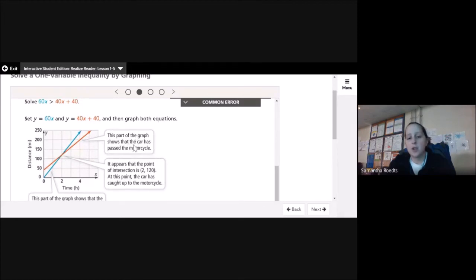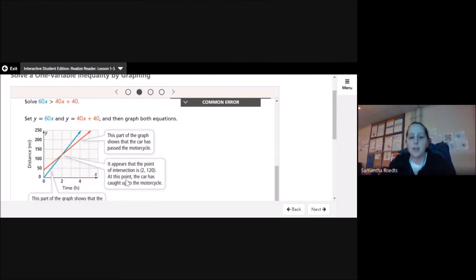This part of the graph shows that the car has passed the motorcycle. Okay, so this blue line, that's my car. The red line is my motorcycle. So we can see this is where the motorcycle started, and it traveled at this constant speed for this many hours. The blue car started at 0 and it traveled 60 miles per hour. So this is the blue.